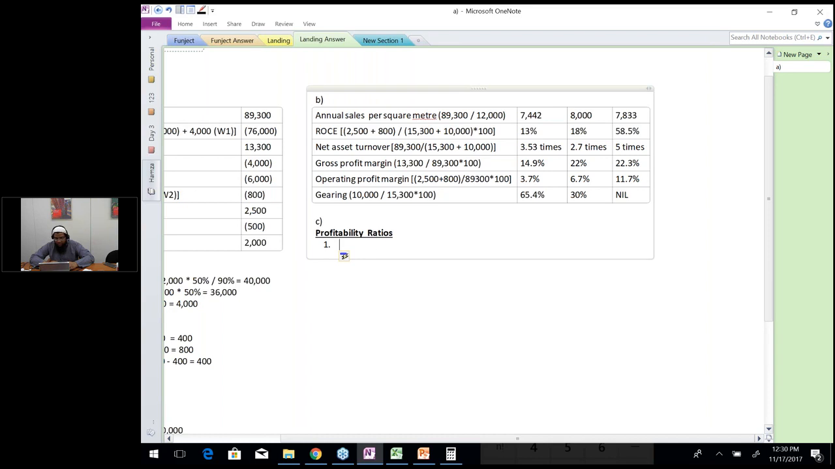Okay, now I'm going to start with an answer that if we see the normal values given in the question, these are all better. 18 as compared to 58.5, net asset turnover better, GP margin better, OP margin better, gearing better. But in reality, what has happened? The ROC is comparatively lower, net asset turnover is better, GP margin is lower, operating profit margin is lower, and the gearing is even bad as compared to the industry. So all of the ratios which are given as positive are actually negative.